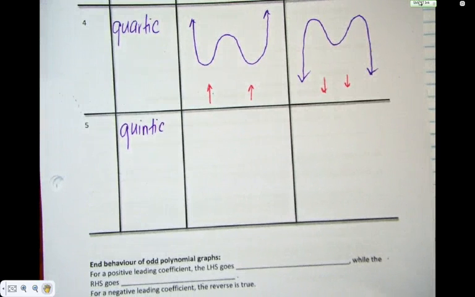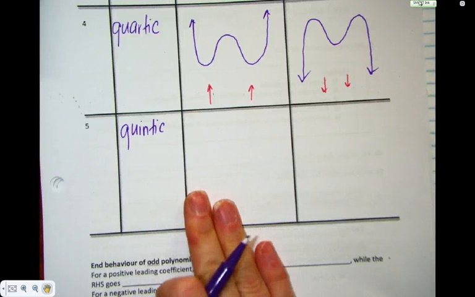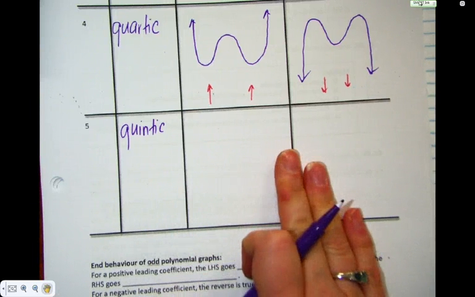Okay, what do you think it's going to look like? Which way is it going to start on the left? Which way is it going to point? Okay, we think it's going to go down on the left and up on the right.